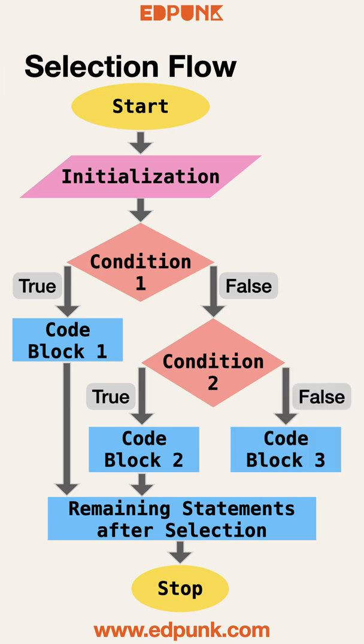In case condition 2 is not satisfied, code block 3 is executed. Again, in case there are any remaining statements which are outside the selection statements, they are executed, post which the execution stops.